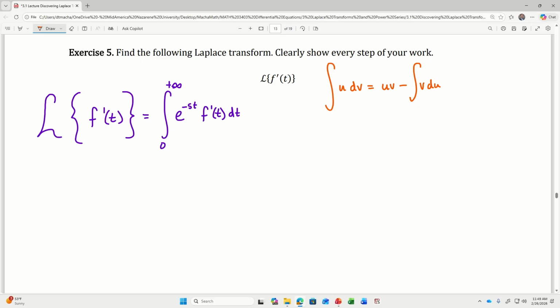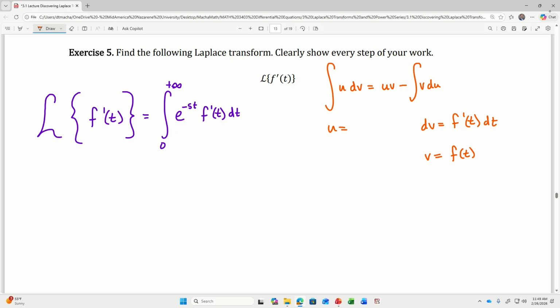When I choose my integration by parts stuff, I'm going to let dv be f prime of t dt, because I know I'm about to take the antiderivative, and if I take the antiderivative of my derivative, I'll get f of t back.